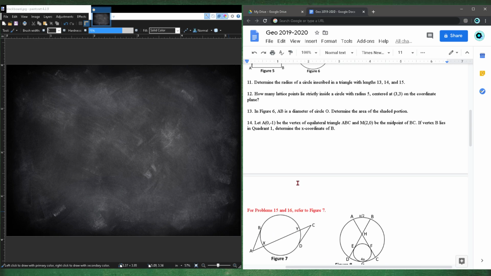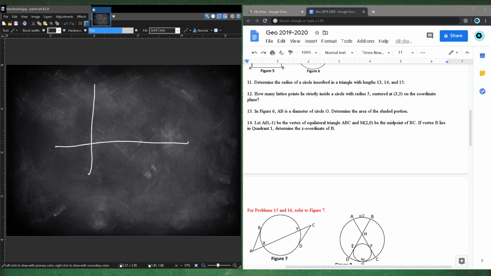Number 14, let A be a coordinate of 0, -1. So let's plot that again. So 0, -1, that's our coordinate A, and A is a vertex of equilateral triangle ABC. So A is a point on an equilateral triangle. And M is at 2, 0, and it's the midpoint of BC, which is the other side of the equilateral.